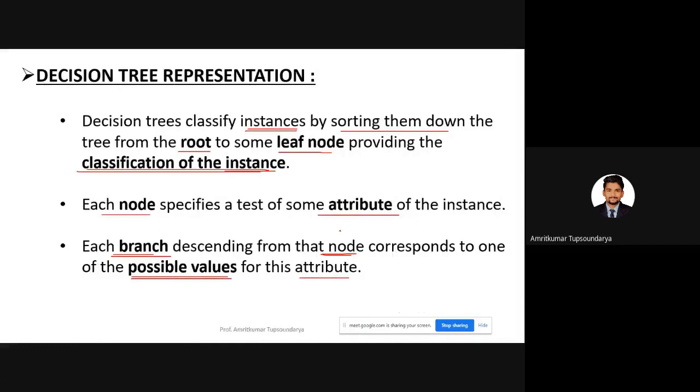Then we saw how we represent a decision tree, right? We classify each instance by sorting it down from root to leaf node. What does it provide? It provides the classification of the instances, right? So each node specifies some attribute, and each branch descending from that particular node corresponds to a set of possible values for that particular attribute.